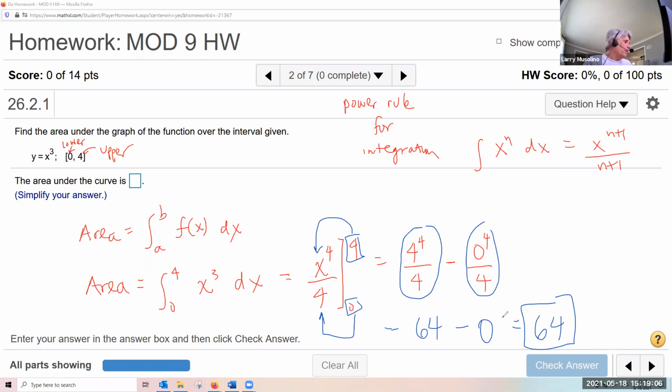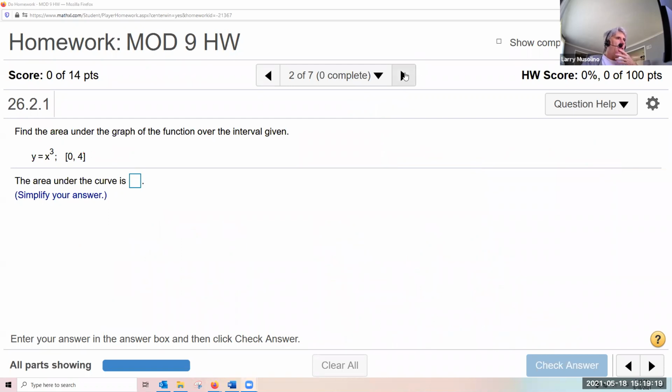All right, so this should be familiar to you. We've talked about definite integrals in Module 7. So hopefully you can work through these kinds of questions successfully. All right, let's look at a few more.